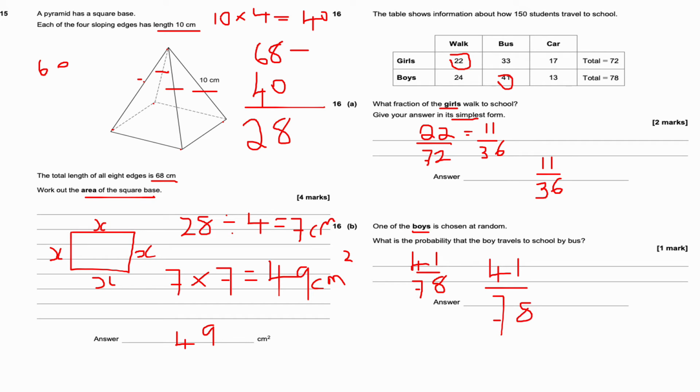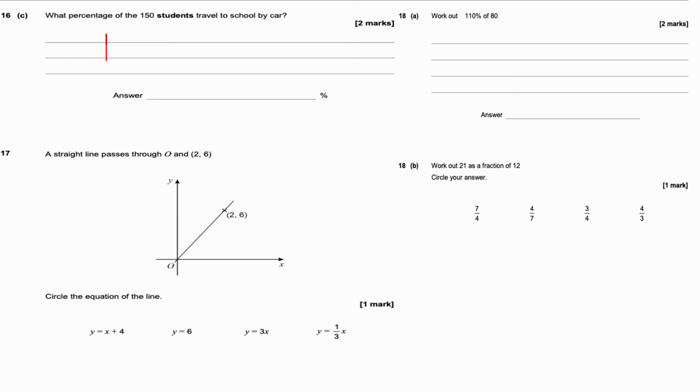Part C says: what percentage of the 150 students travel to school by car? That's going to be 17 plus 13, out of a total of 150. Then we multiply this fraction by 100 to convert a fraction into a percentage. 17 plus 13 is 30. I get 30 over 150 times 100.